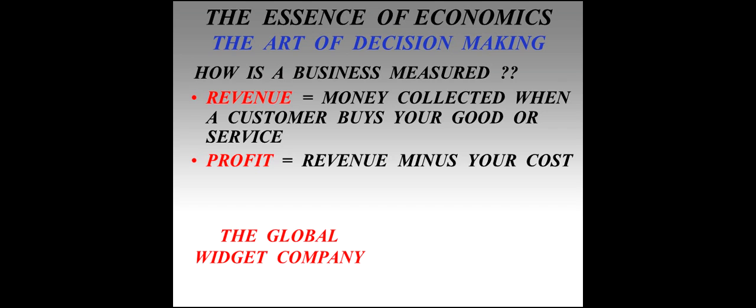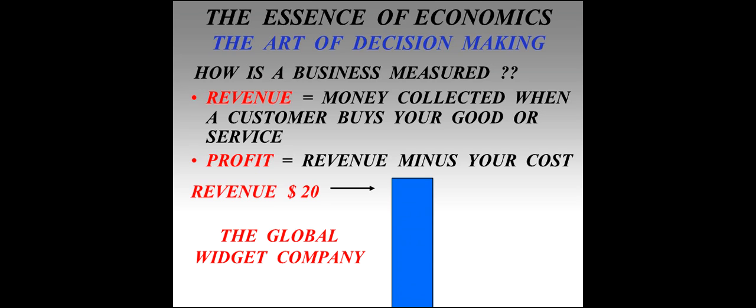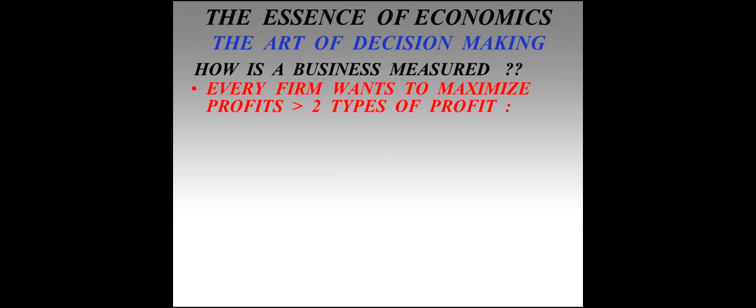Sometimes a visual helps people to better understand this. So here we have an example using a fictitious company called the Global Widget Company. Let's say its revenue is $20. Its cost to produce the product, the widgets, is $8. So it has a profit of $12. Now, every business or firm wants to maximize its profits. In other words, make as much money as possible for its owners and investors.